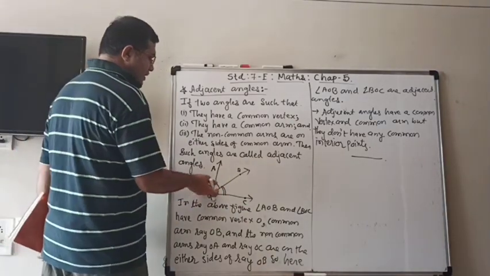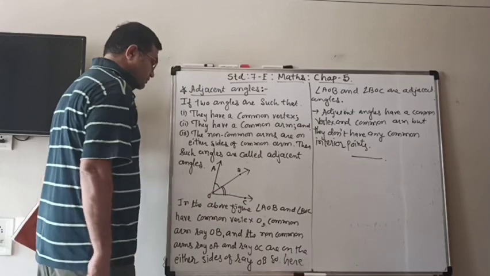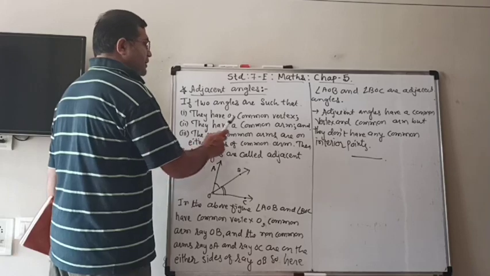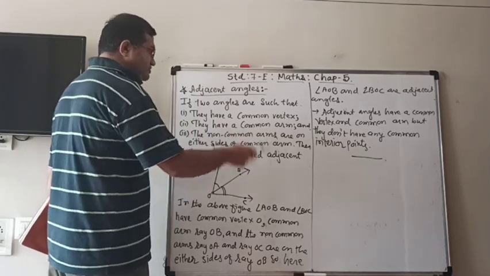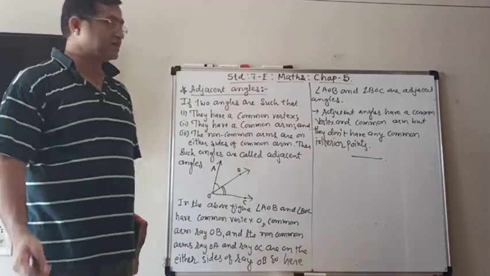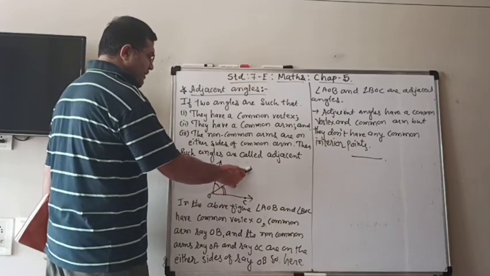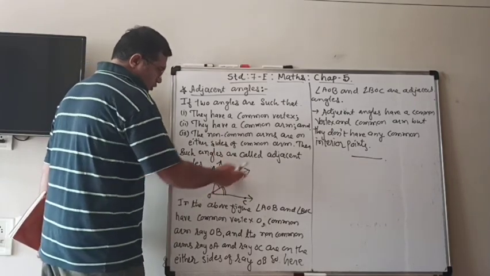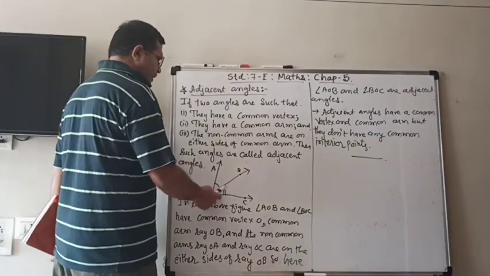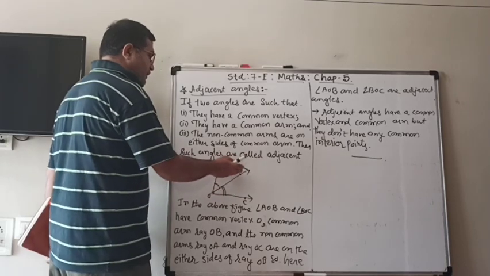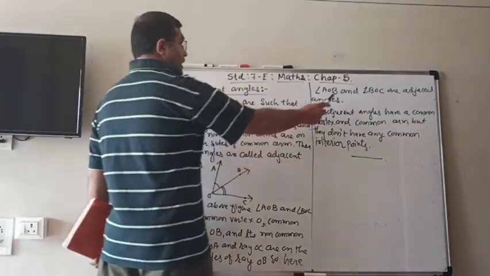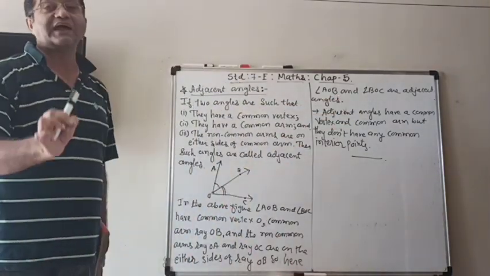You can see that OA is on the upper side, OC is on the other side. It means that the third condition is fulfilled, that the non-common arms are on either side of the common arm. One is on that side, the other is on the other side. So here you can see that angle AOB and angle BOC have a common vertex O, common arm OB, and the non-common arms OA and OC are on either side of common arm OB. Therefore we can say that here angle AOB and angle BOC are adjacent angles.